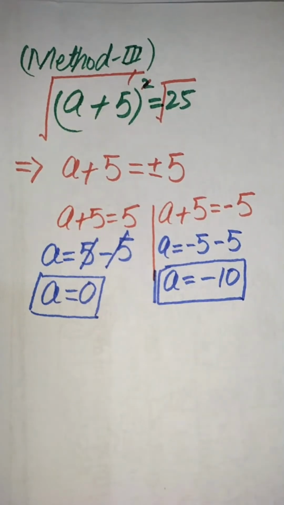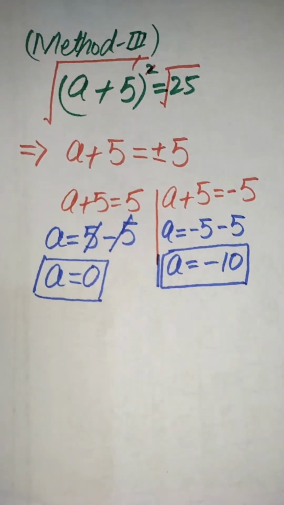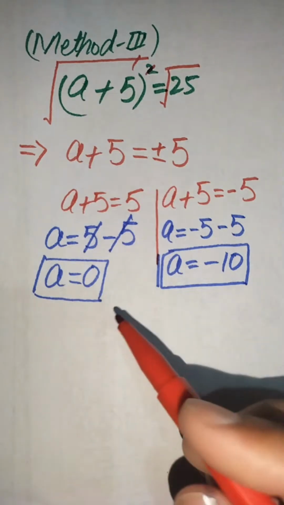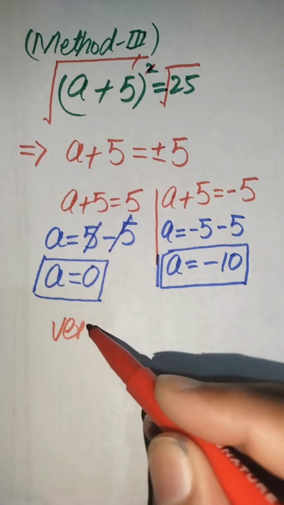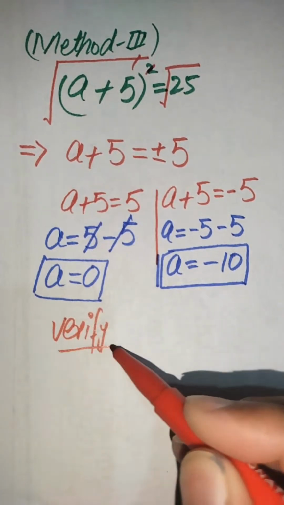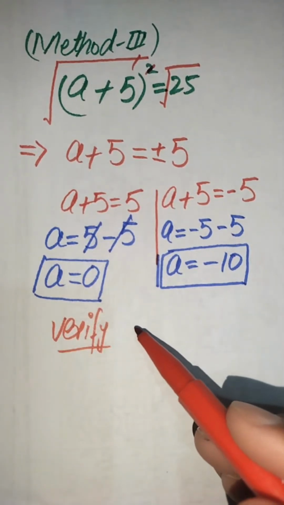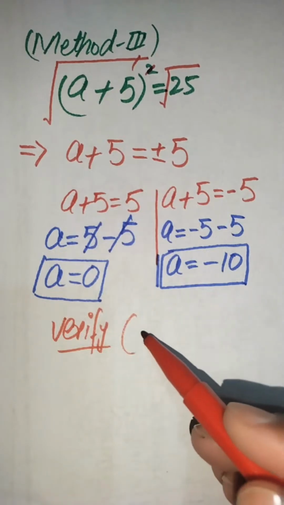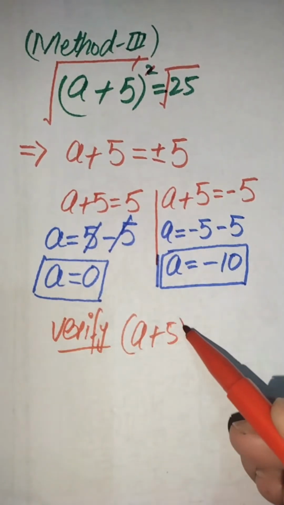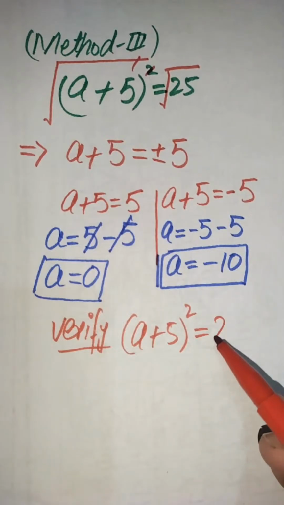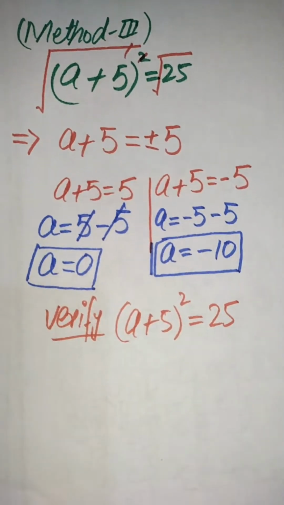So here in the third method, we again get these two roots of the given equation. Now in the next step, we need to verify whether these two roots are solutions or extraneous roots. For verification of the roots, we copy down the given question statement, which is (a + 5)^2 = 25.